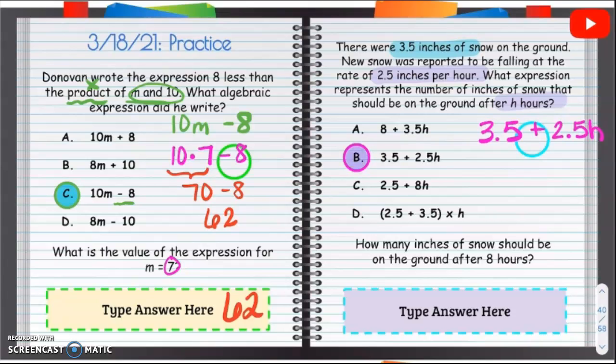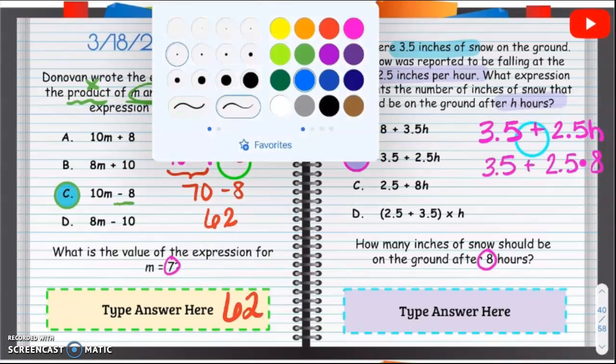All right, now we're going to take a look. How many inches of snow should be on the ground after 8 hours? So if we plug in this 8 up here for that h, 2.5 times 8. And then we're going to add that 3.5. We have to use our order of operations.